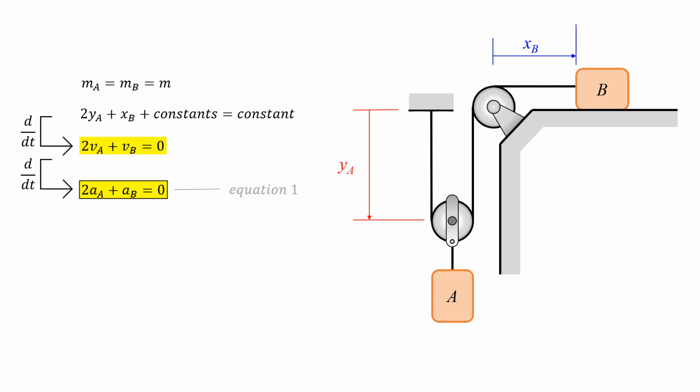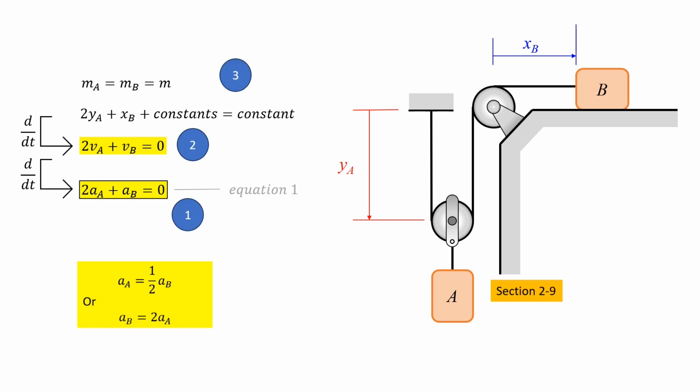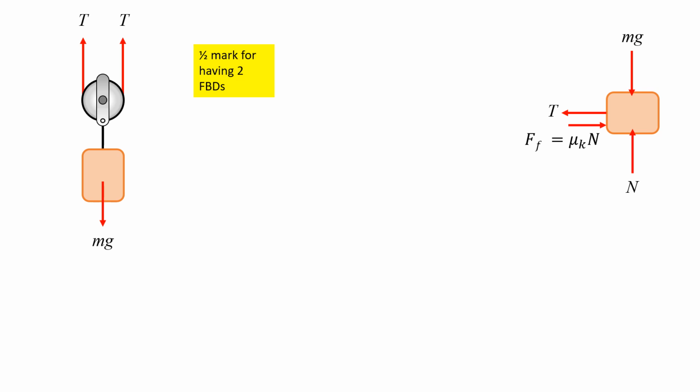So in other words, if I stretch A by a meter downward, then A is going to increase in length and B is going to decrease by 2 meters. So acceleration of A in terms of magnitude is half of acceleration of B, or acceleration of B equals twice acceleration of A. So all terms there you go. Half mark for having 2 FBDs, there you go. Those are the free body diagrams.